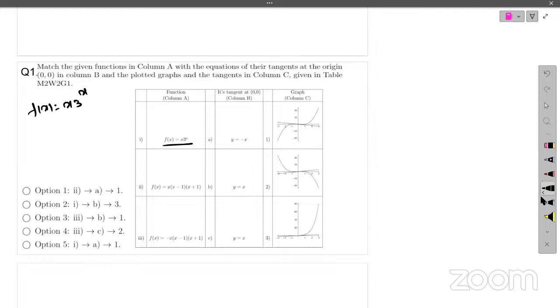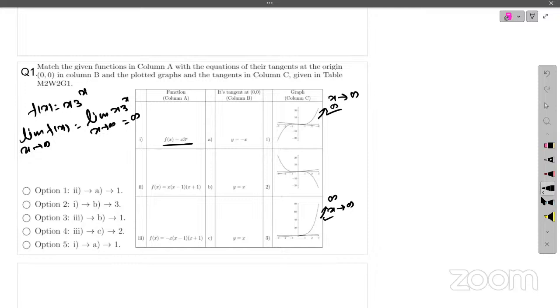So of this function, what we can do is actually compute the limit as x goes to infinity. Here you observe that the limit as x goes to infinity of f of x is the limit of x 3 to the power x, and this is also infinity. That means as x goes to infinity, the function value also goes to infinity. So here we have two graphs in which we can observe that as x goes to infinity, this graph says that the function is also growing to infinity.